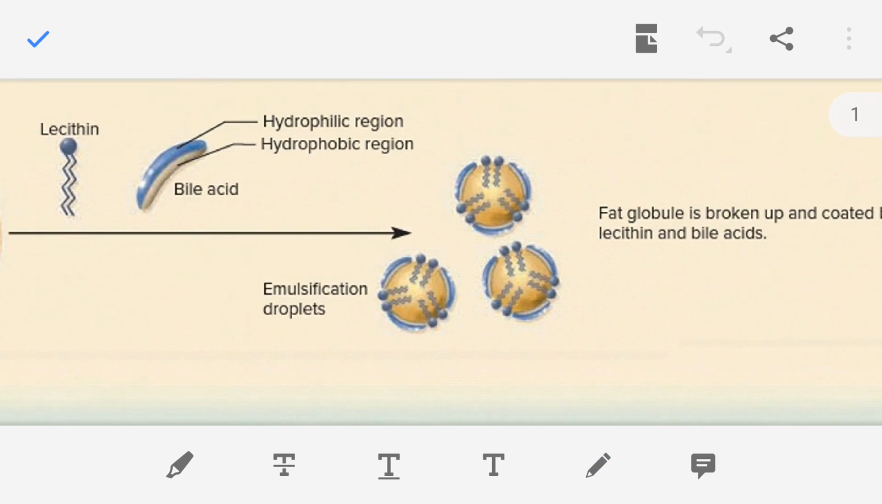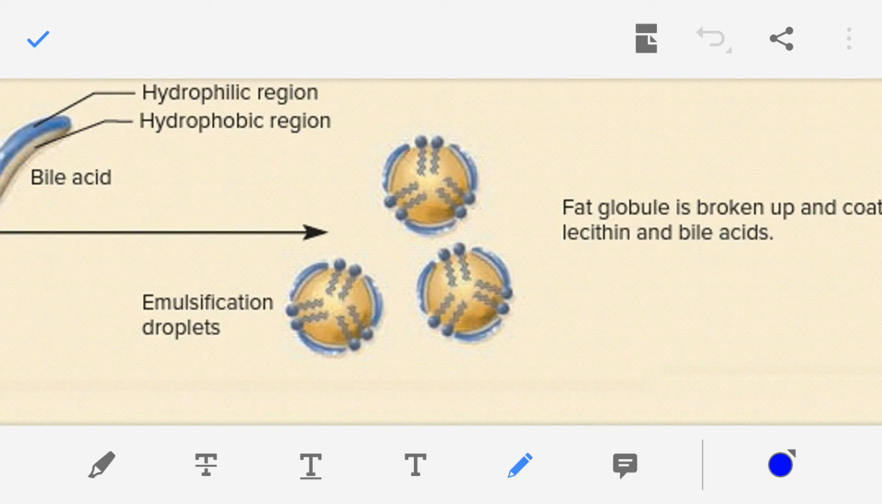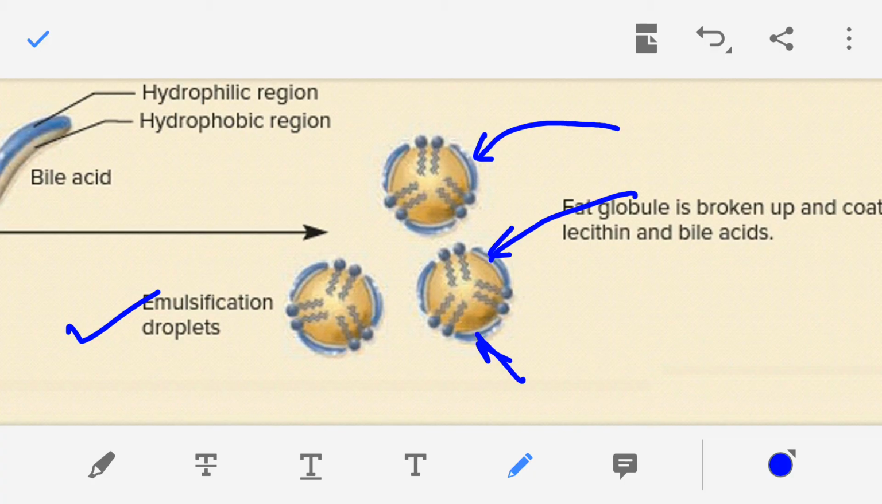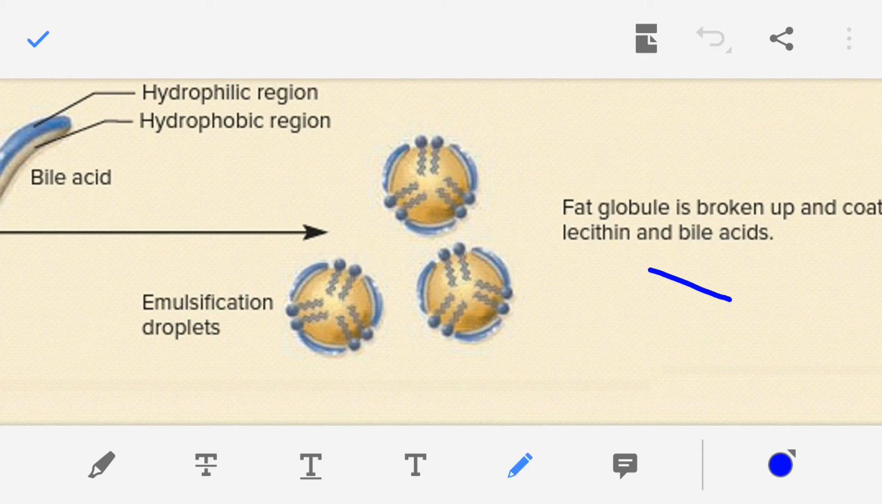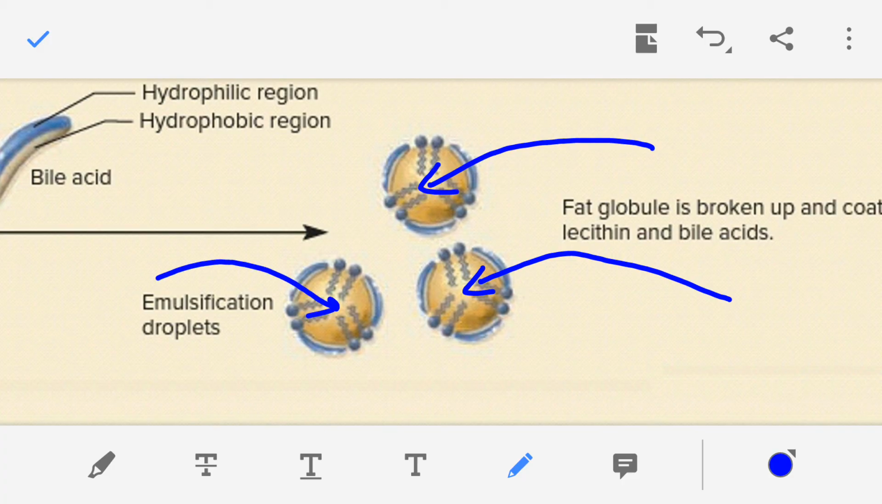And as you can see on the surface of the emulsification droplet, the bile salt is present. These are the bile salt or the bile acid, and these are the lysolecithin. This one is the core region where the lipids are present.